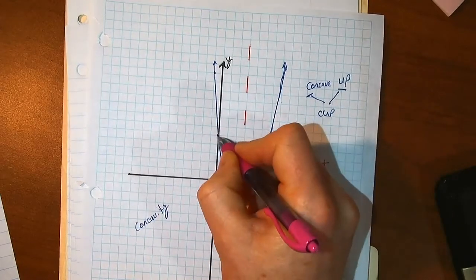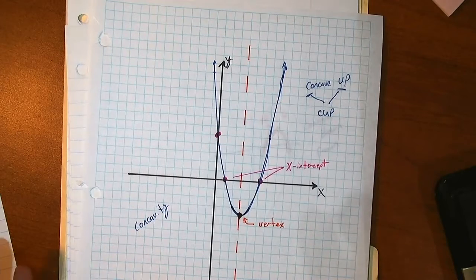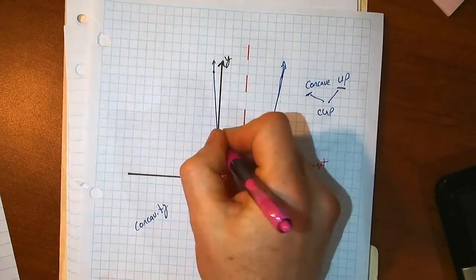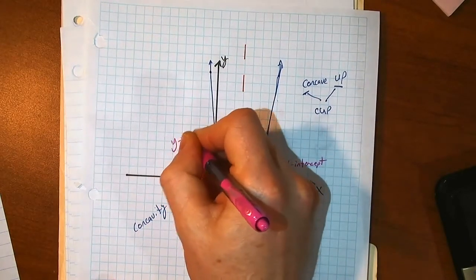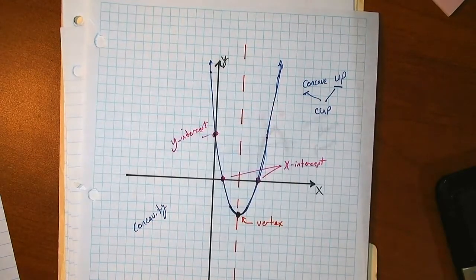And there's the spot where the graph crosses the y-axis. The parabola will always cross the y-axis. That is called the y-intercept. So in the next video, we'll talk about how you find intercepts.